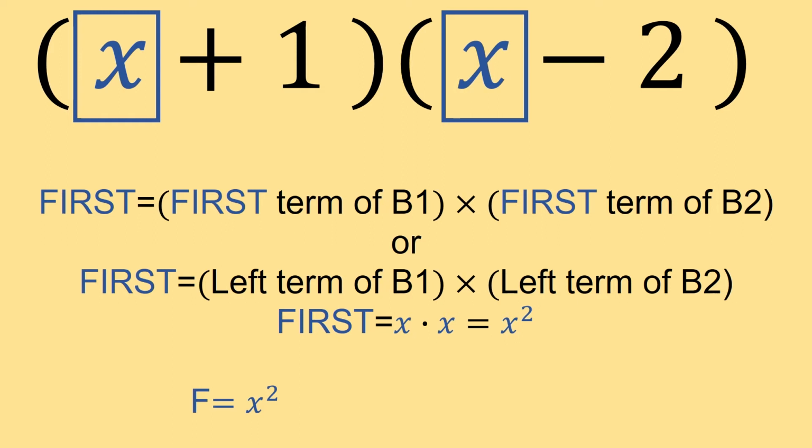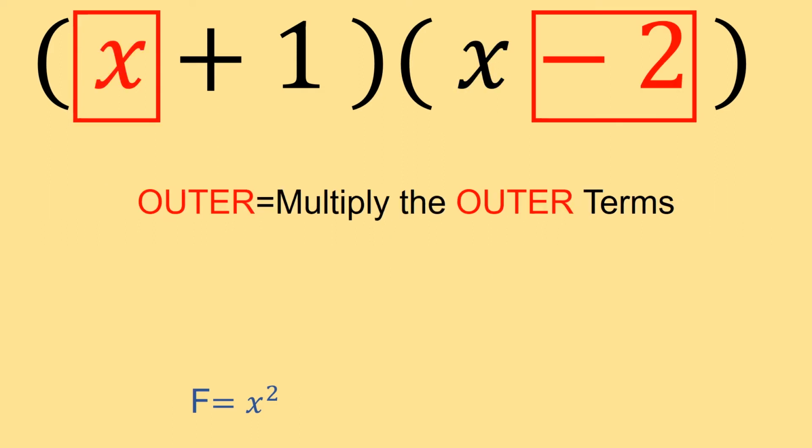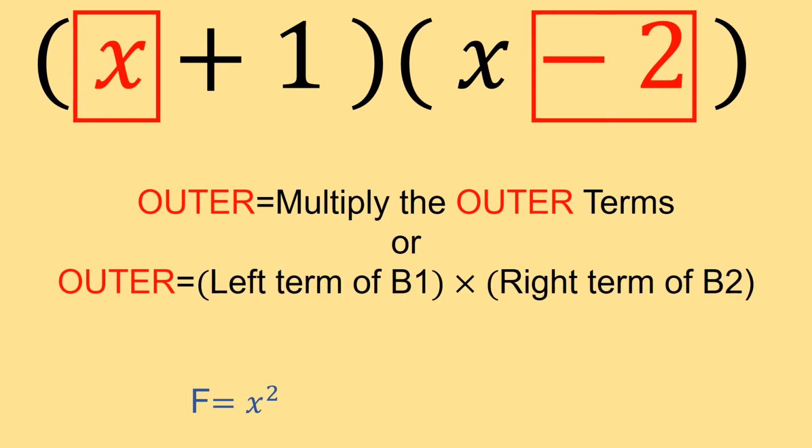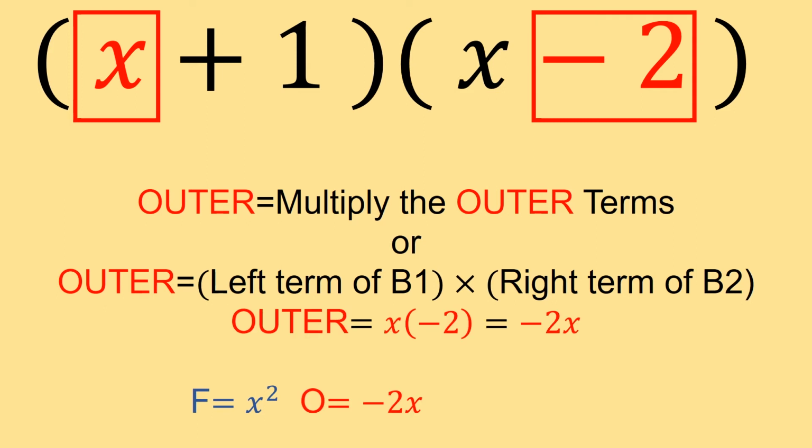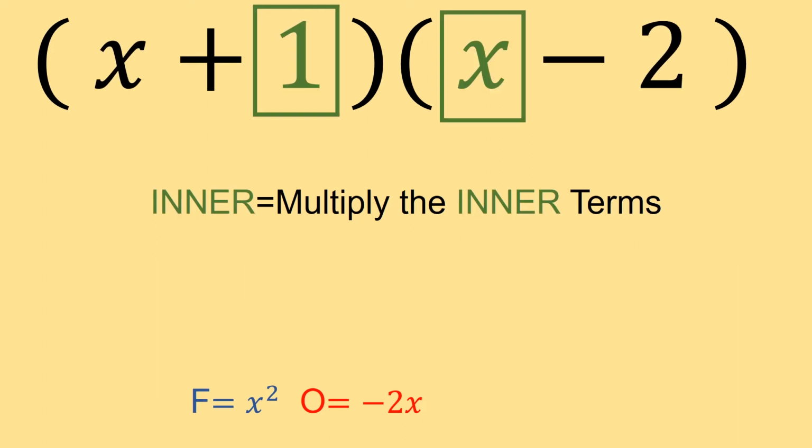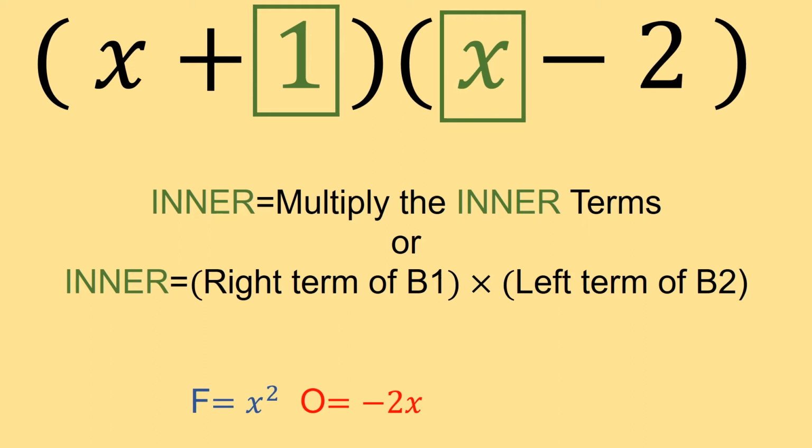get x squared. For outer, we multiply the outer terms together. This is the same as multiplying the left term of the first binomial with the right term of the second binomial. Here, we multiply x by negative 2, and we get negative 2x. For inner, we multiply the inner terms. This is the same as multiplying the right term of the first binomial with the left term of the second binomial. Here, we multiply 1 with x, and we get x.